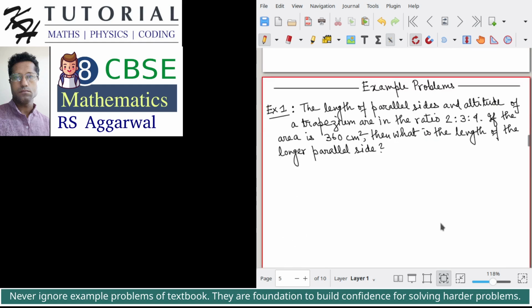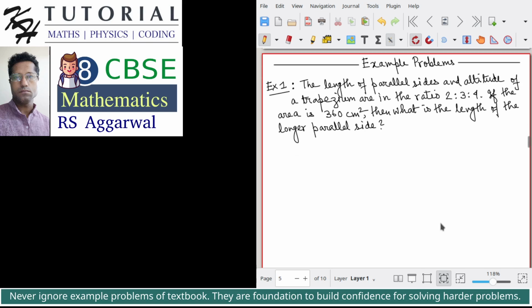Okay. Now based on this very basic fundamental formula of the area of a trapezium, let's solve some very basic and fundamental example problems. So the first problem says that the length of parallel sides and altitude of a trapezium are in the ratio 2:3:4. If the area is 360 centimeter square, then what is the length of the longer parallel side?